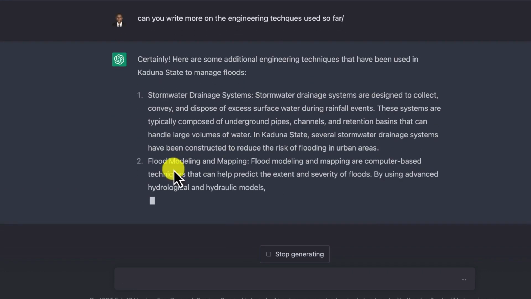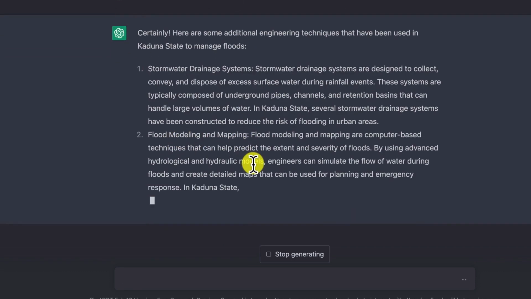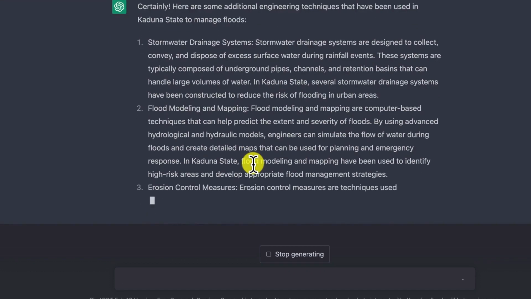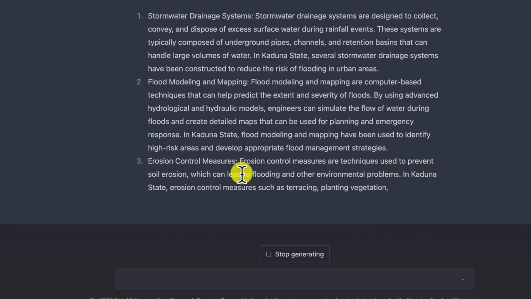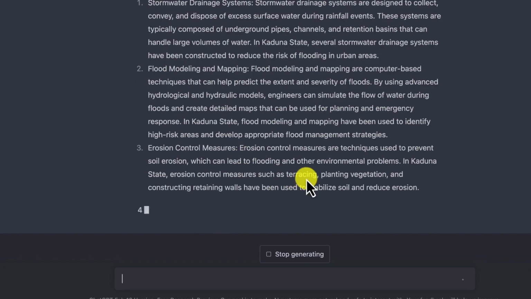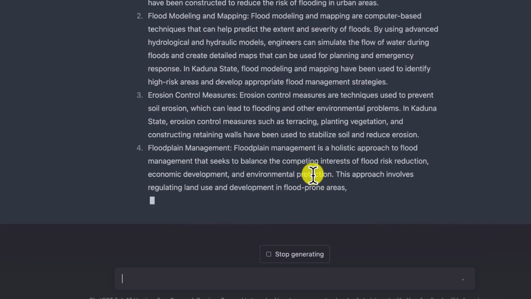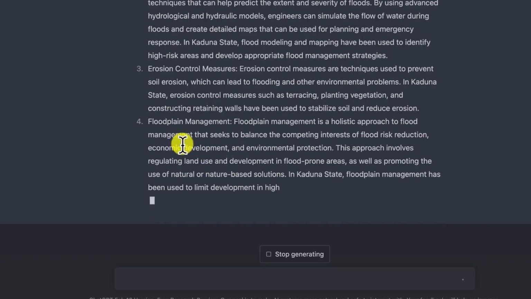You see, there's now talking about flood modeling and mapping had already been used in Kaduna State. So you can see now areas that you now concentrate, because you relate this to what you are going to conduct. Erosion control measures have also been looked into. So these are some of the key engineering areas that have been looked into. So when you are going to write, you should be aware of all this. And that's the very main essence of literature review.